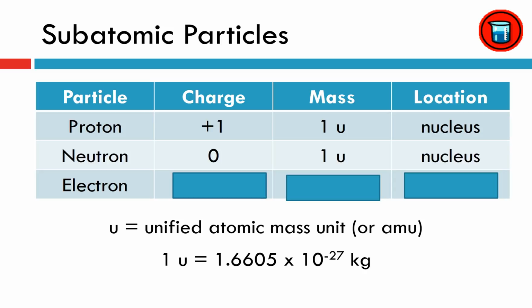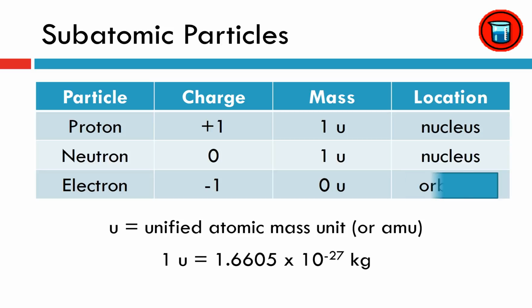Electron is our last subatomic particle. It has a charge of -1. For our purposes, we're going to assume that it is massless. In reality, it has a teeny tiny mass. It takes like 1,800 electrons or so to equal the mass of 1 proton. So for all practical purposes, we're just going to assume that it has a mass of 0 U. And electrons are found in orbitals or orbits outside of the nucleus.